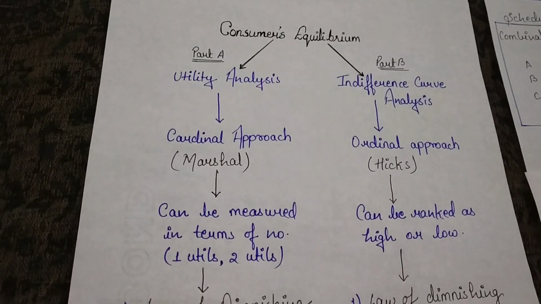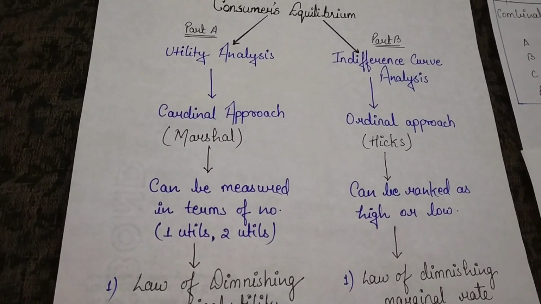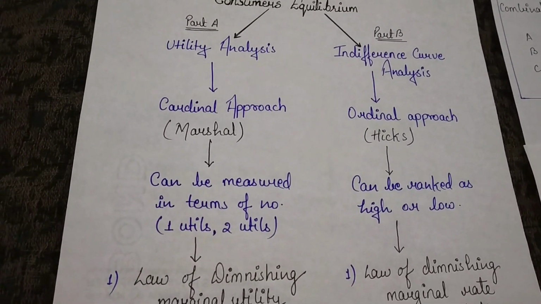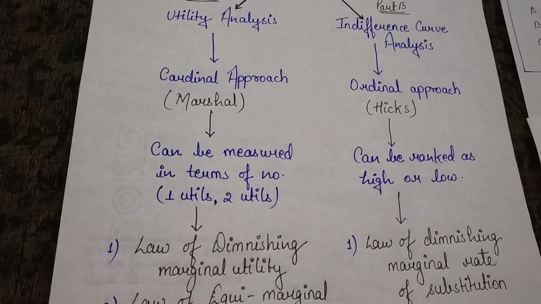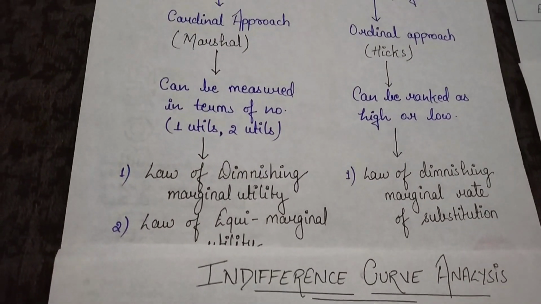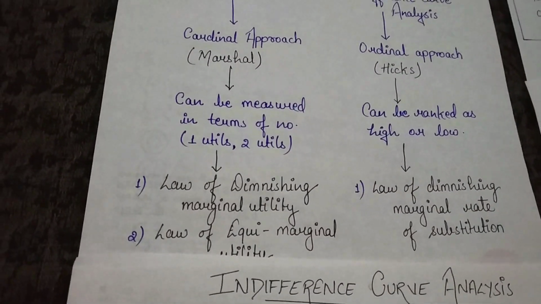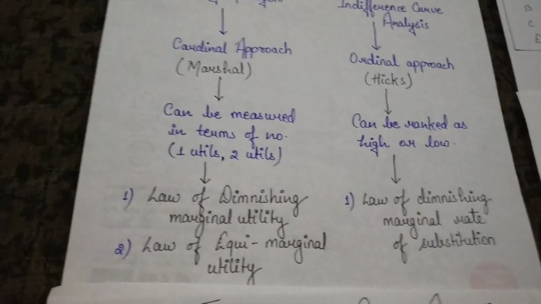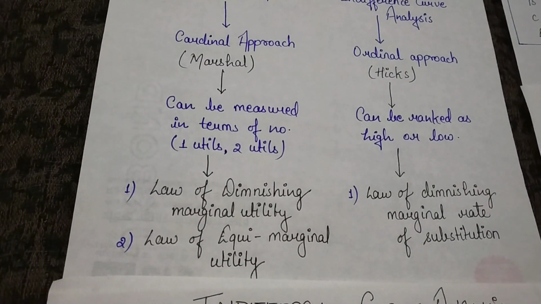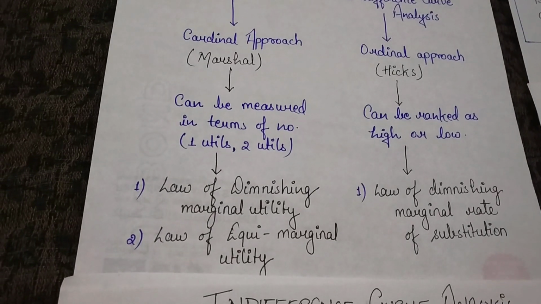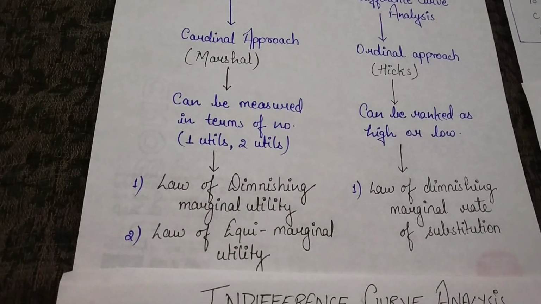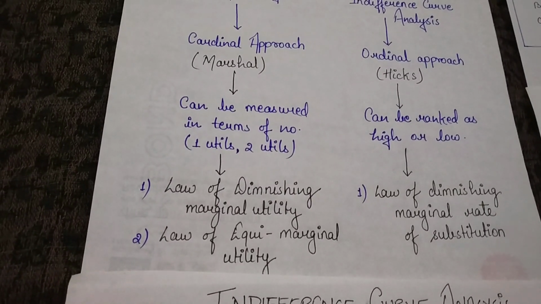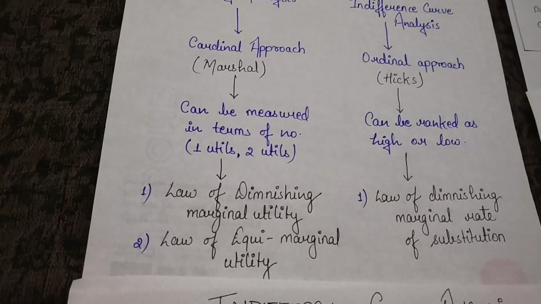Utility analysis is based on the cardinal approach given by Marshall, in which he believed that utility can be measured in terms of numbers like 1 util, 2 utils and so on. And in this we have studied two laws, the law of diminishing marginal utility and the law of equi-marginal utility, which I have discussed in the earlier videos. So guys, those who haven't watched the other videos on the relevant topic may go through the description section. There I have mentioned the link.